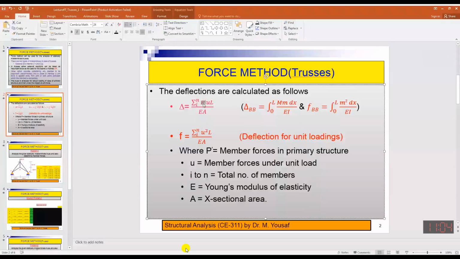Everybody must listen. You have calculated this one. All other parameters are known to you. Now you need to find out U. U is the force due to the unit force. These are the forces in the member due to unit force. You can see member forces due to unit load.